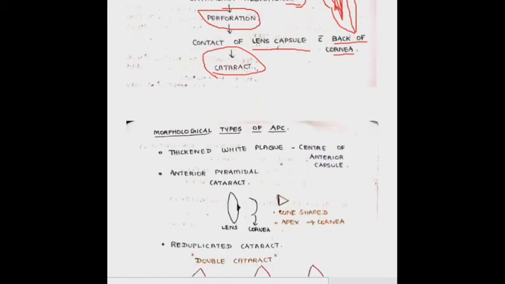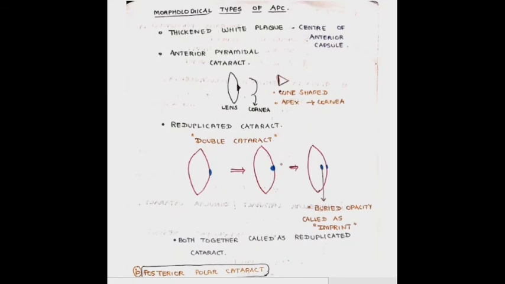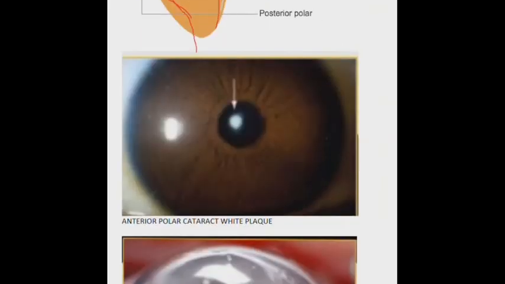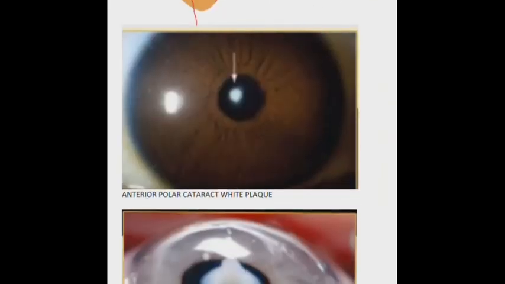Now, morphological types of anterior polar cataract: thickened white plaque, anterior pyramidal cataract, and then reduplicated cataract. One by one we will see with the images. First, this one is the anterior polar cataract, that is, white plaque. You can see at the center there is a plaque-like region which is the anterior polar cataract with white plaque.